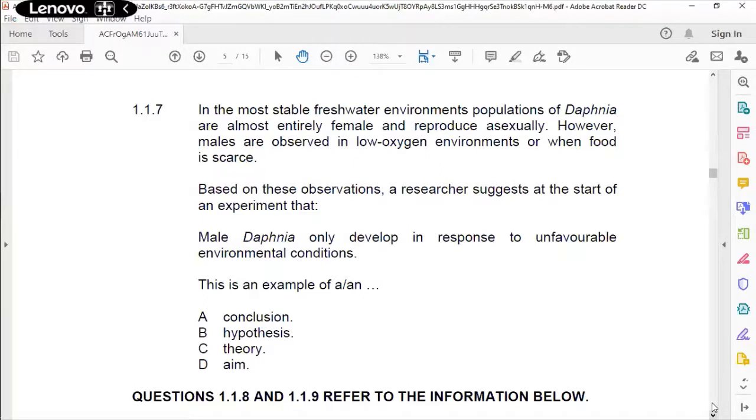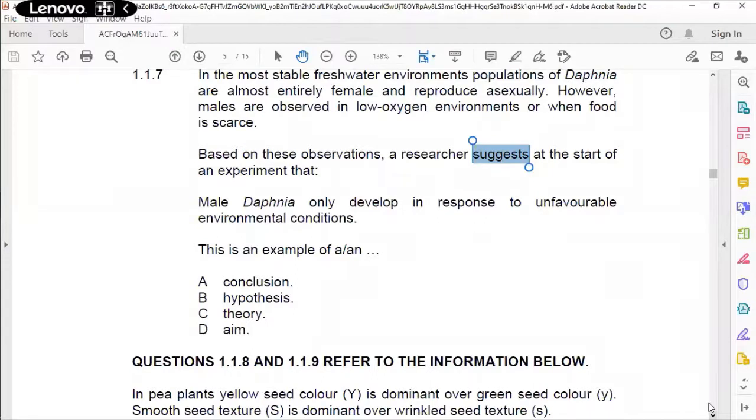So let's read the question. In the most stable freshwater environment, populations of Daphnia are almost entirely female and reproduce asexually. However, males are observed in low oxygen environments, so when the conditions are unfavorable, or when food is scarce. Based on these observations, the researchers suggest, and that gives you a clue to what this is, he suggests that at the start of the experiment male Daphnia only develop in response to unfavorable environmental conditions. This is an example of a hypothesis because he suggests what he thinks the answer is going to be. Okay, so it's a hypothesis. He hasn't seen results yet, so it's not a conclusion. He hasn't proven his results yet, so it's not a theory. It's a hypothesis. It's a prediction.